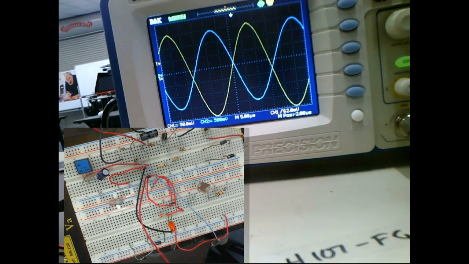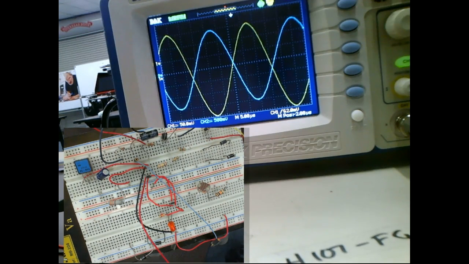3.5 volts out, 350 millivolts in. That's exactly a gain of what? 10. Pretty neat, right? Of course, the problem is we're not getting any work out of this thing because we're not running a load.